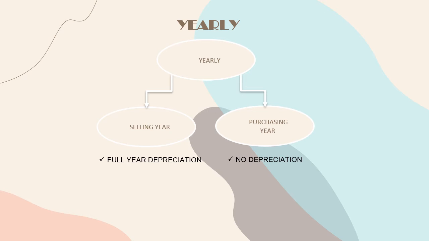So, the yearly basis is quite easy because we declare the full amount of depreciation in the purchase year regardless of the date and month. And there is no depreciation declared in the selling year.